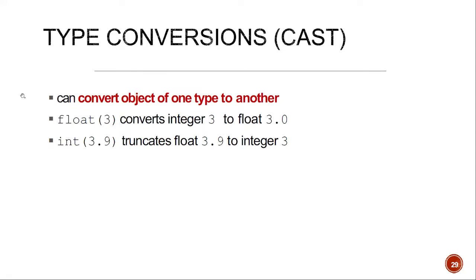Accordingly, this allows for type conversions, or what we call casting. With casting, we can convert an object from one type to another. For example, if we execute the command float of 3, it converts the integer 3 to a float 3.0.